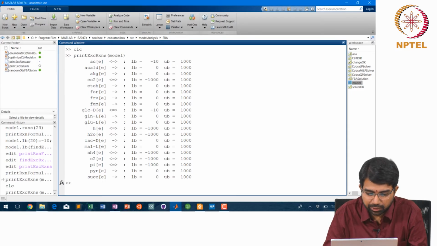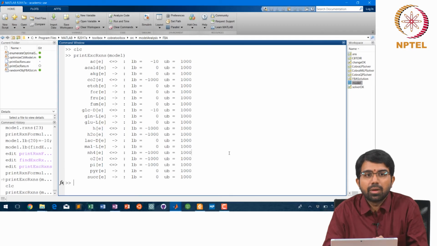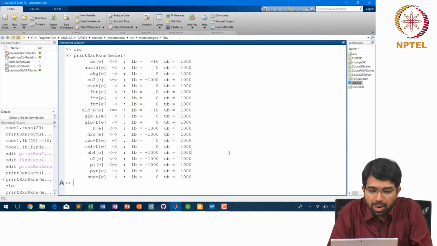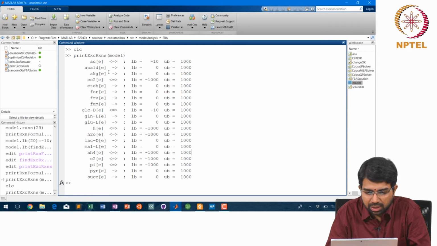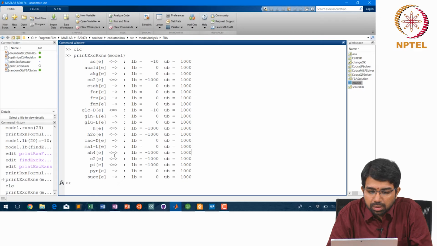So, maybe let us try out a few things. All those forward reactions, LB is 0. Yeah, means they are anyway irreversible, right. So, you see the arrows that are shown here, all these are irreversible. So, they will only come out. Okay. The other things can come in and go out.